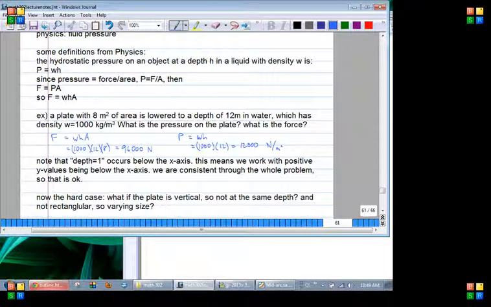So now we're going to talk about the hard case. This was an easy case because it was linear. The density is always the same, the depth is always the same, and the area just is what it is. But what if the depth is not the same for your entire object? For example, if the plate is vertical, then your object is not all at the same depth. And what if it's not rectangular, so the size is varying?